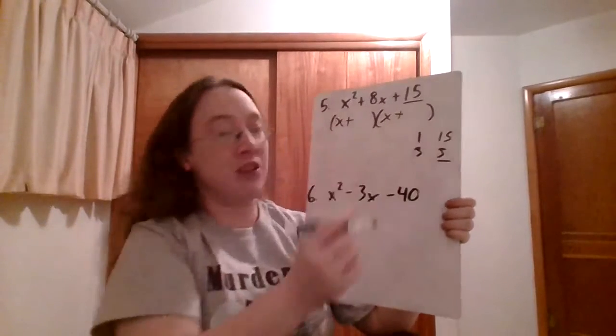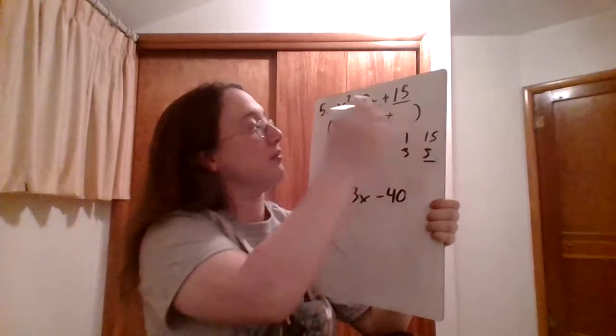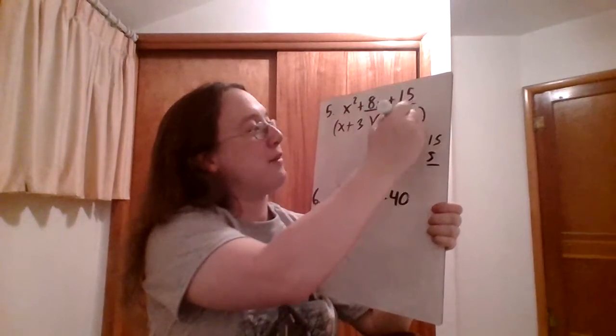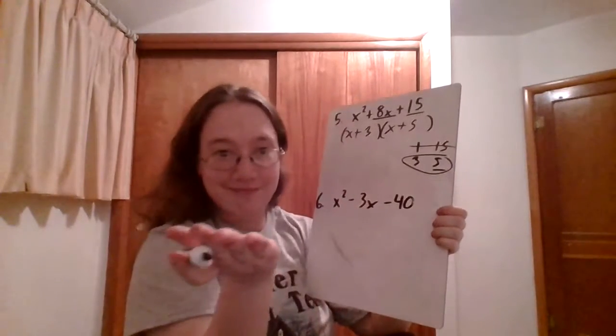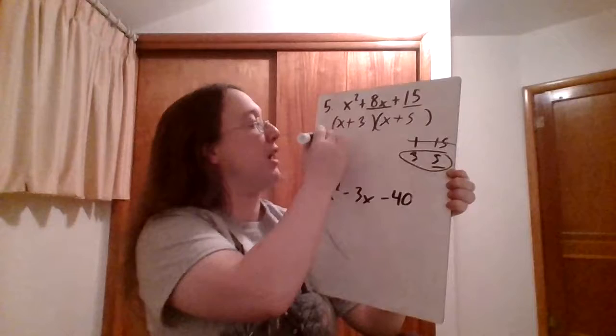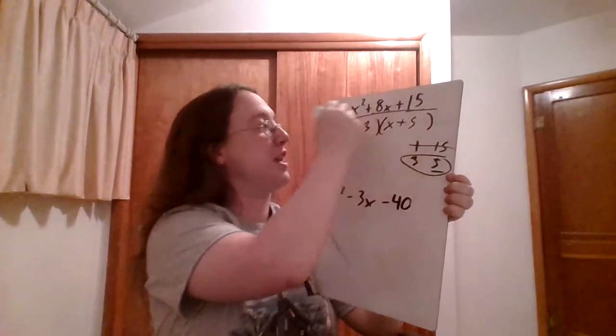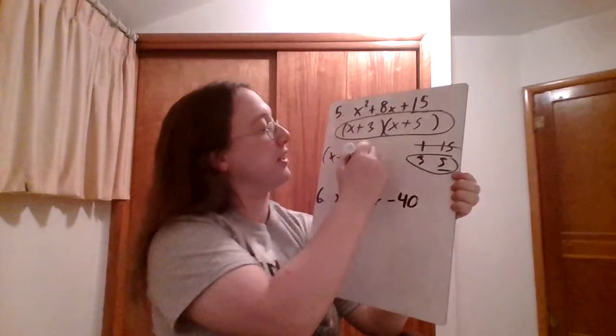So then we're looking for the pair of those that add up to 8. So you got 3 and 5. That adds up to 8. 1 and 15 doesn't. Okay, and watch out for, as long as everything's positive, order doesn't matter. So you could either have this, or you could have this, and either one would be fine.